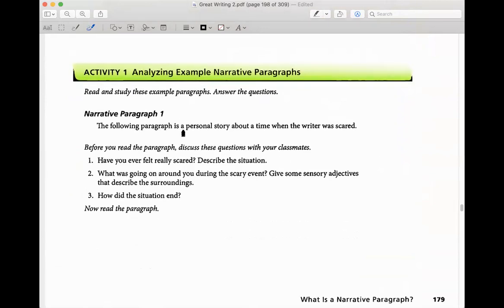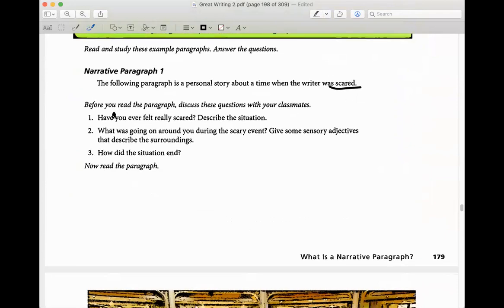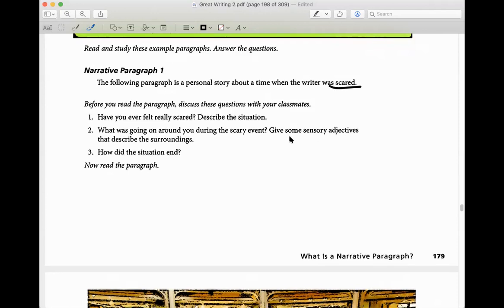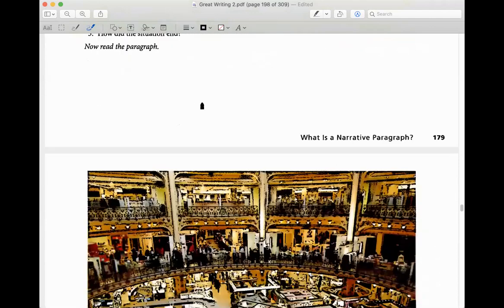All right, so we're going to analyze some narrative paragraphs here. This is about a time the writer was scared. So before you read, of course, think about this. Everyone has felt really scared. What about you? When was a time that you felt really scared? What happened during that time? Think about things around you, adjectives that can describe what was around you at that time and how did it end.